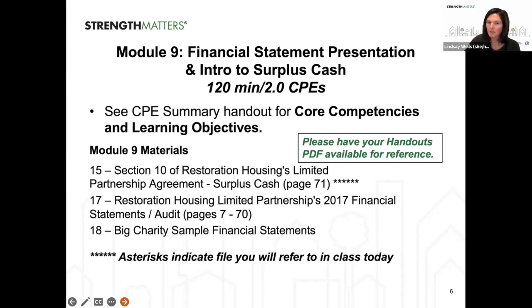And I think that is it. Oh, and I'm noticing that we have an error in our time on this page. Originally this module was 2 hours, but we're actually an hour and a half today.